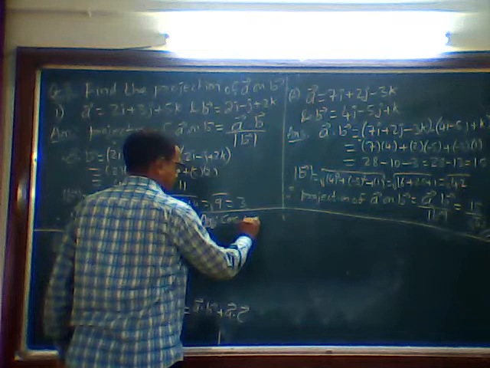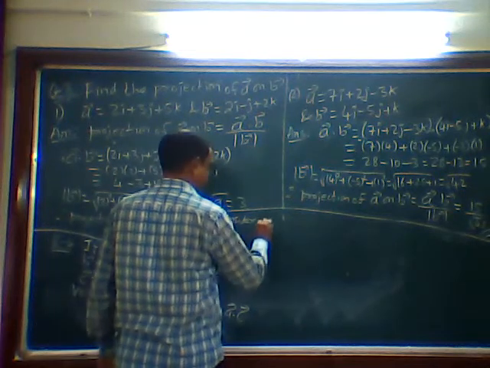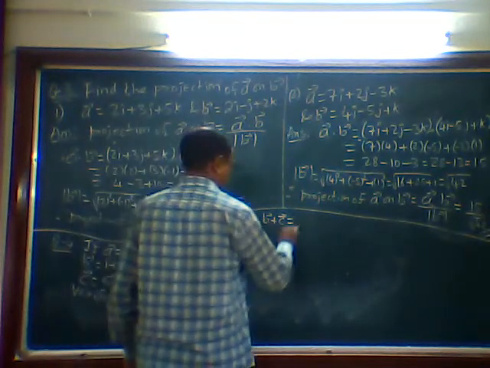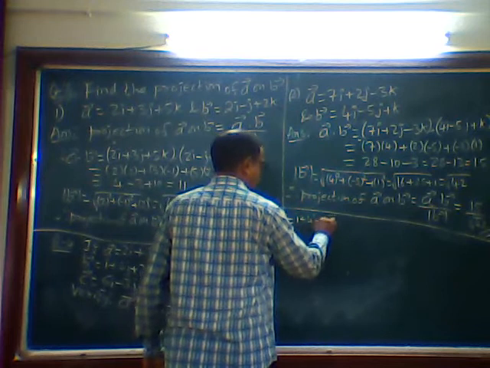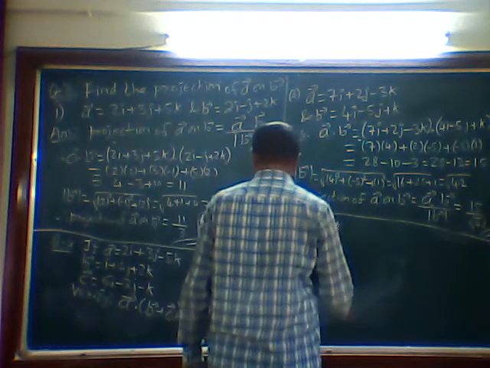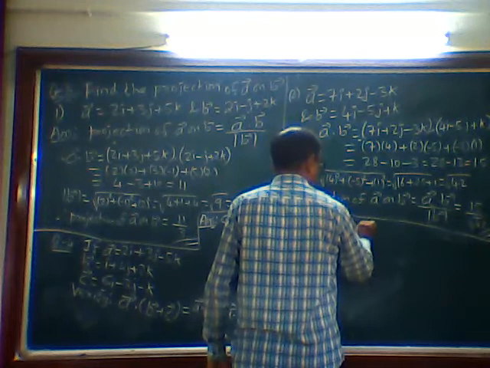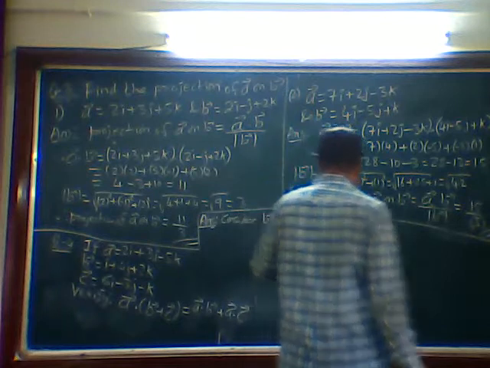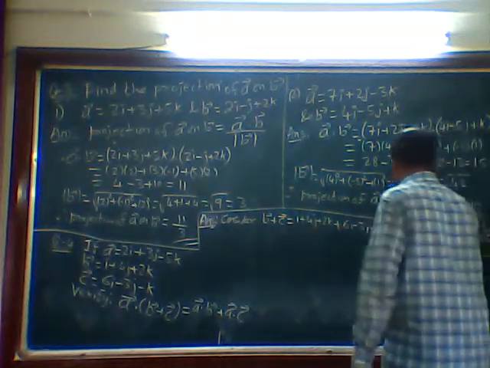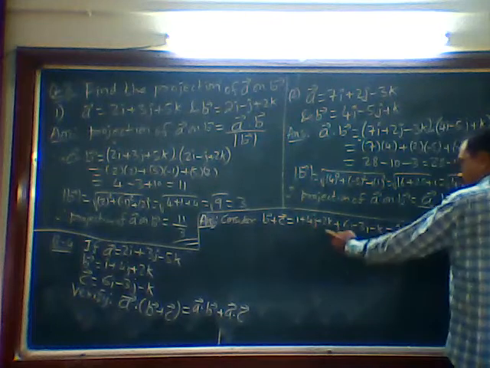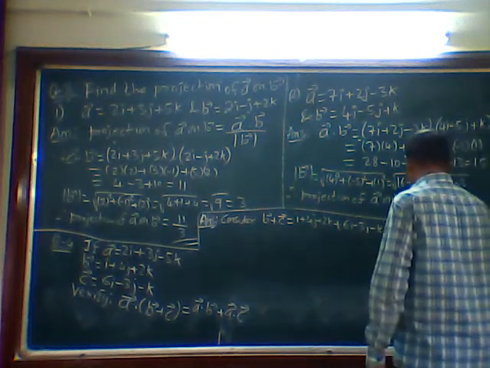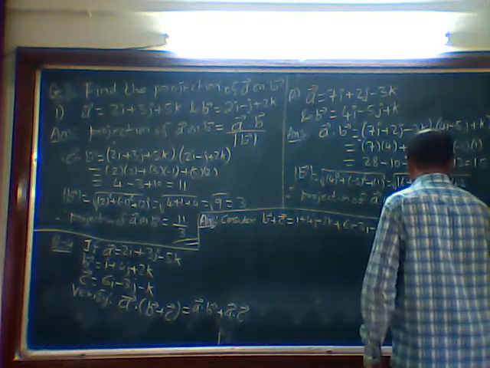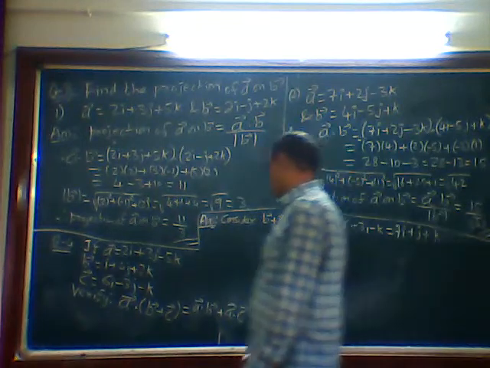Consider, what is b bar plus c bar? b bar is i plus 4j plus 2k, plus c bar, 6i minus 3j minus k. What will we get here? i plus 6i is 7i, plus 4 minus 3j is plus j, plus 2k minus k is plus k. I got this much.